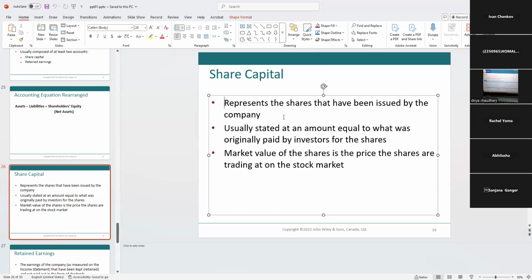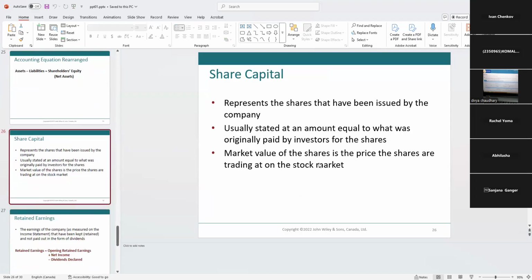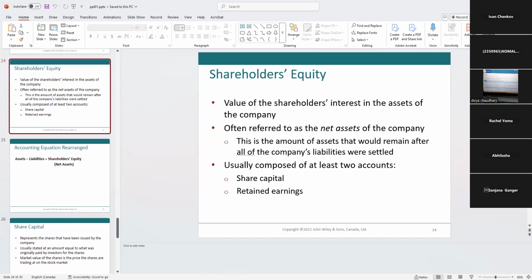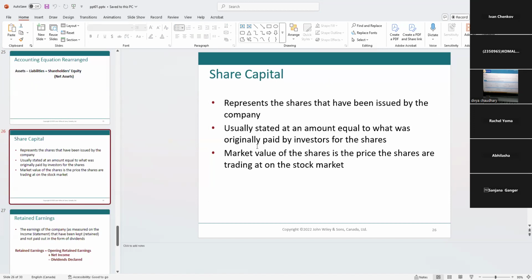Usually the amount that is staying on the share capital is the amount that the investors paid originally for the shares. The current market value of the shares, that's a different story. That can show you what the value of that share is at that time, but that has nothing to do with the share capital. Share capital represents the original amount paid by the investors for the shares that were issued when they purchased the shares.